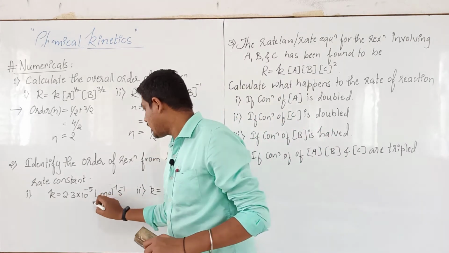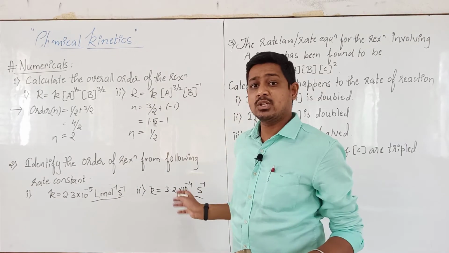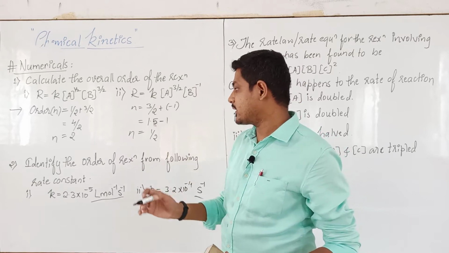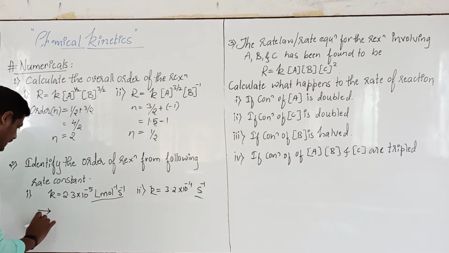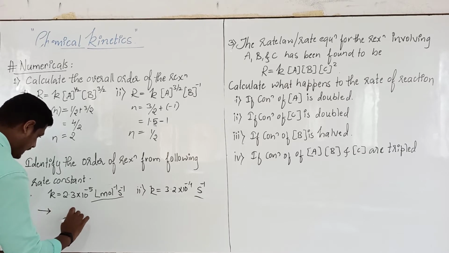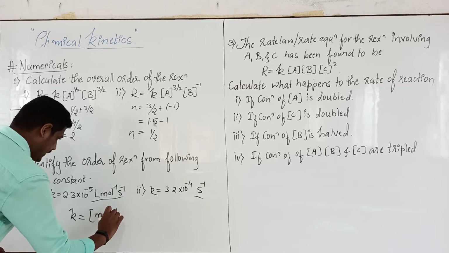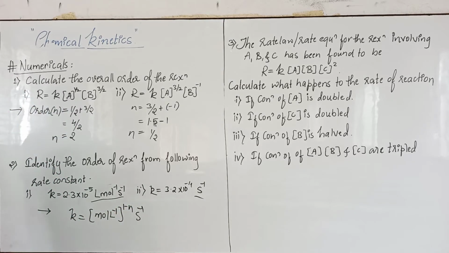So to understand, first look into the units here. From the unit itself you can calculate what? The order of the reaction. Yesterday, what was the shortcut that I had discussed? The shortcut is: k is equal to (moles per liter) to the power 1 minus n, per second.